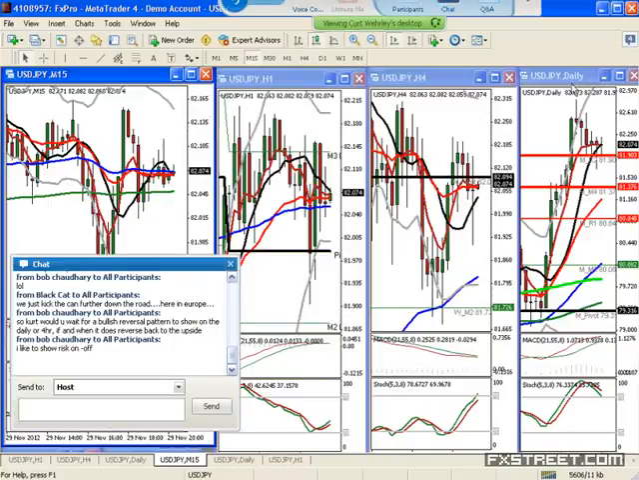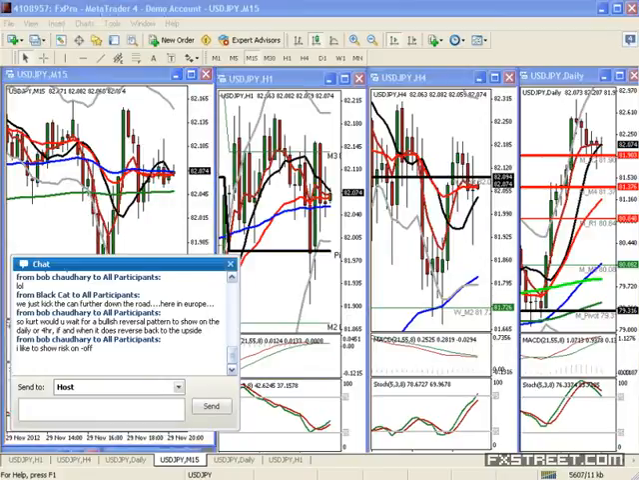Let me see some of the comments here. I need to catch up on chat, and I'm going to move on to the next pair after that.